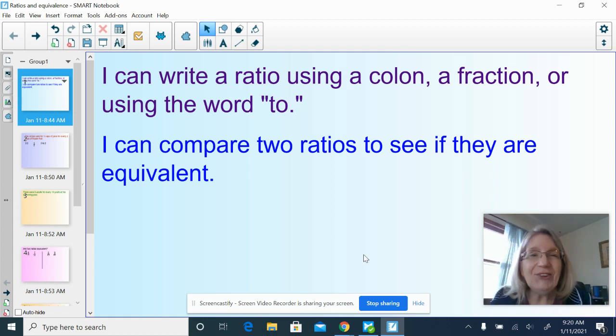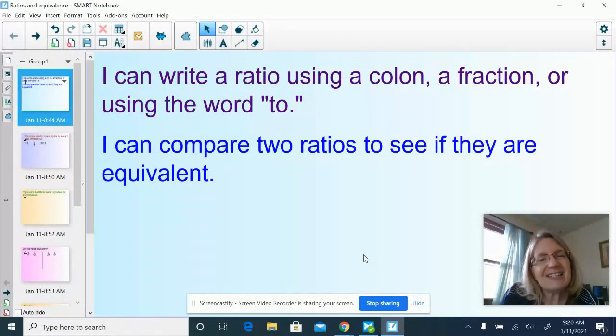All right, hello, new unit, and it's about ratios. I'm putting two easy concepts together because I know you'll do well. A ratio can be expressed as a colon, a fraction, or using the word "to." So that's our first objective: a ratio can be written as a colon, a fraction, or using the word "to" in the middle.